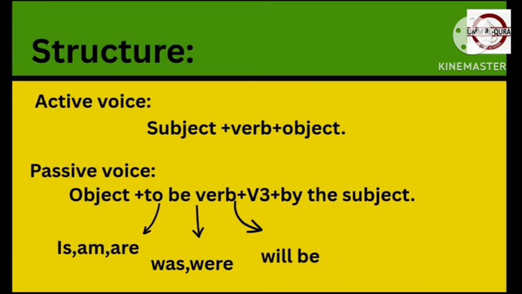Now let's understand the structure of active and passive voice. Active voice has a very simple structure: subject plus verb plus object. And the structure of passive voice is object plus to be verb plus third form plus by the subject. And for the to be form, in present we use is, am, are, in past we will use was, were, and in future we will use will be.